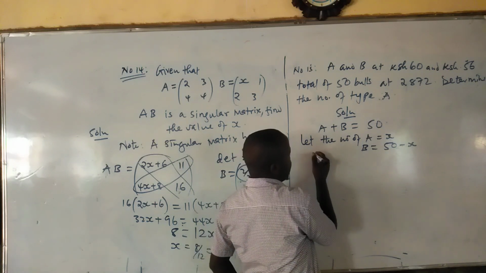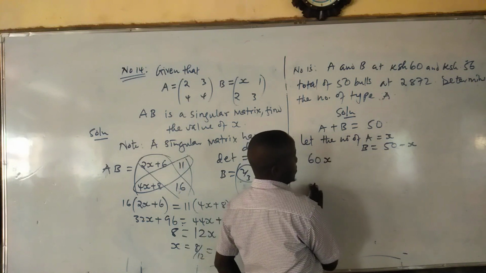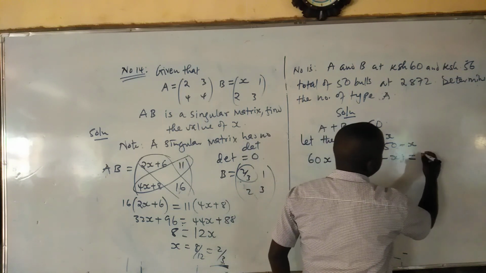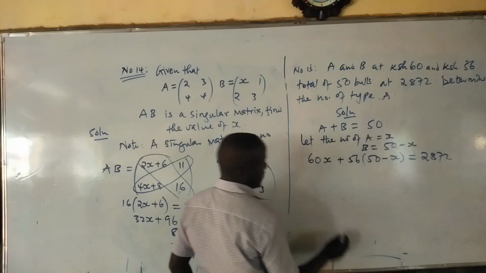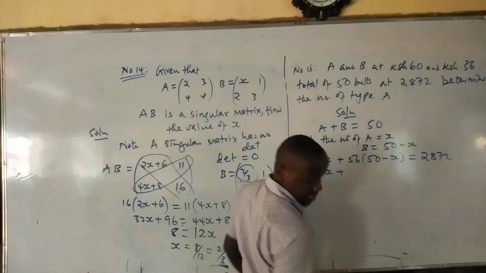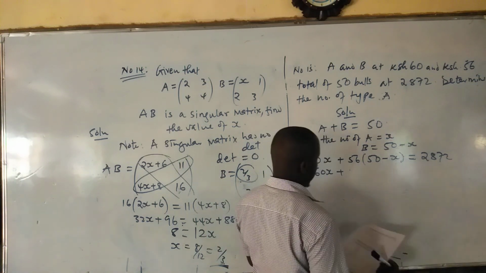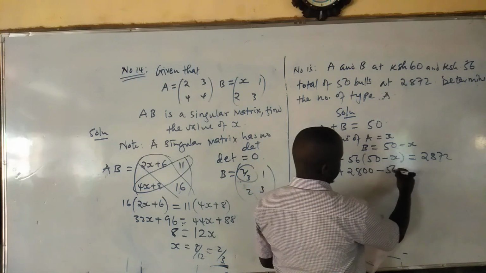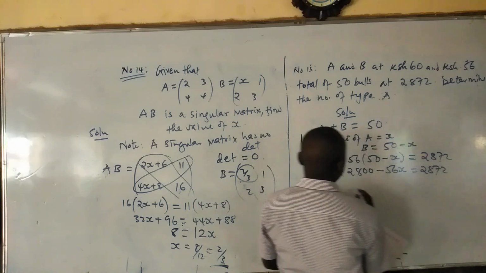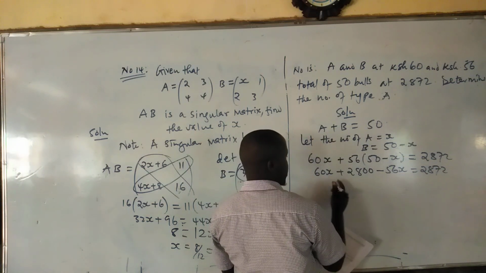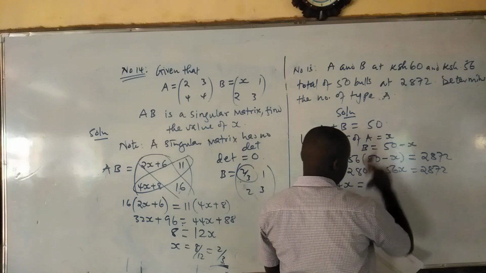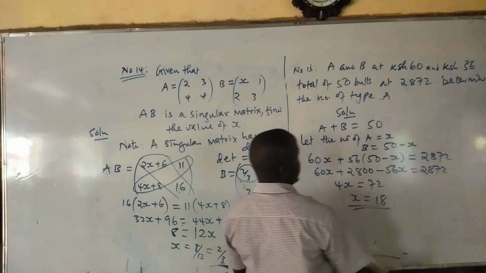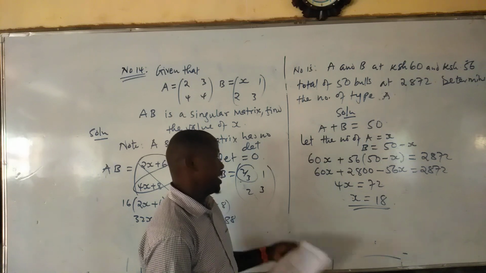So if A we have let to be x, then B will be the balance, 50 minus x. Therefore, now taking 60 by A, which is x, plus 56 by B, which is 50 minus x, they should give us a total of 2872. Therefore, this is 60x plus 56 by 50, which is 2800, minus 56x should be equal to 2872. Therefore, 4x is equal to 2872 minus 2800, we get 72. Therefore, x will be 18. Therefore, type A balls were 18.